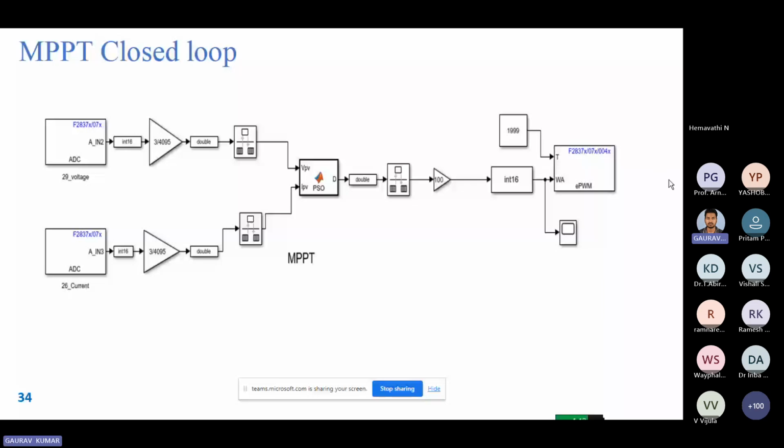Then we give this value to the compare block of the EPWM. We have told you how to give the time period. The time period is given in TBPRD clock cycle value, so I have taken 1999. Okay. And the compare value is generated from this, and in this way you can take the output from the pin numbers, or whatever pins you have selected in the EPWM block, and you can drive the boost converter switch, and you can get the desired output of MPPT.